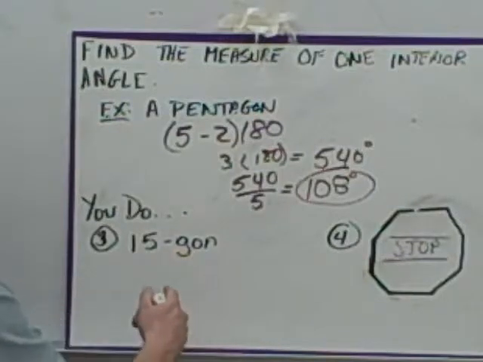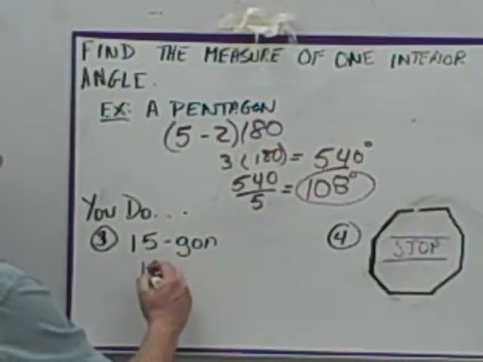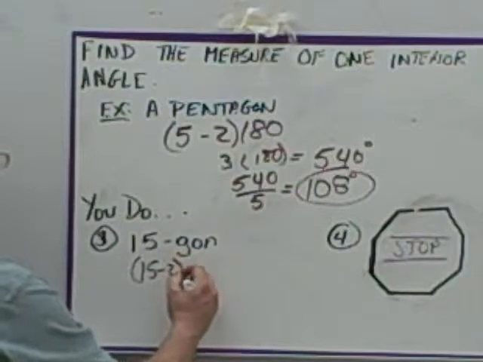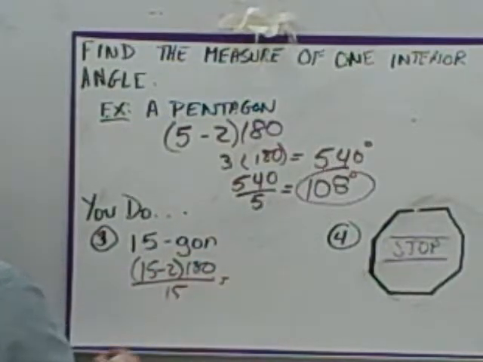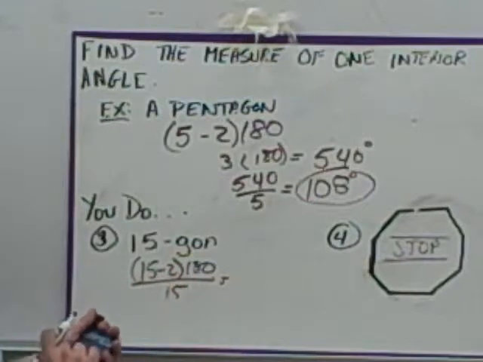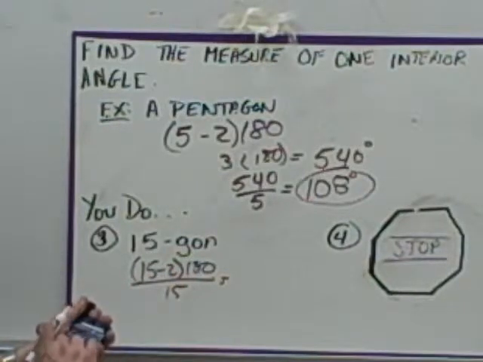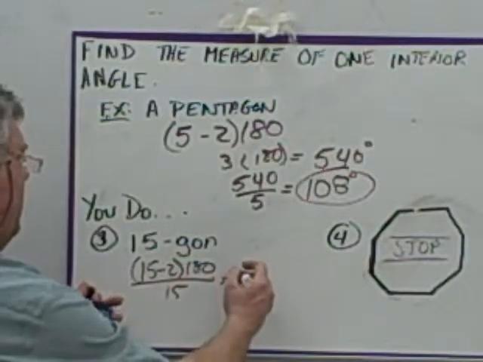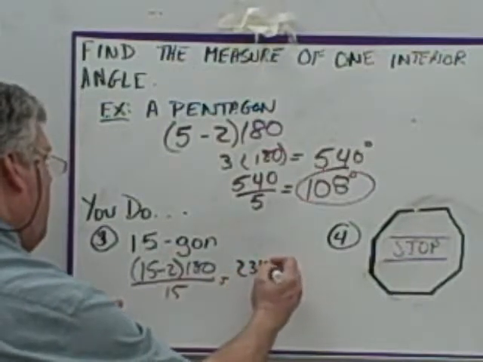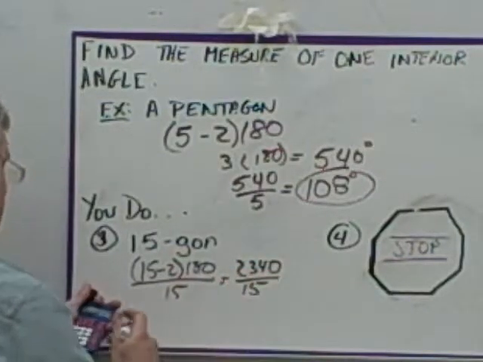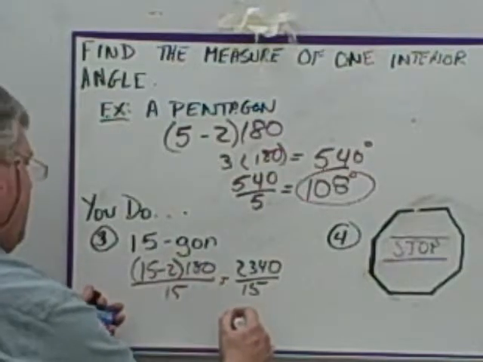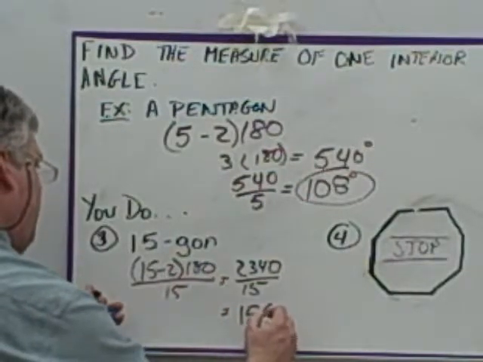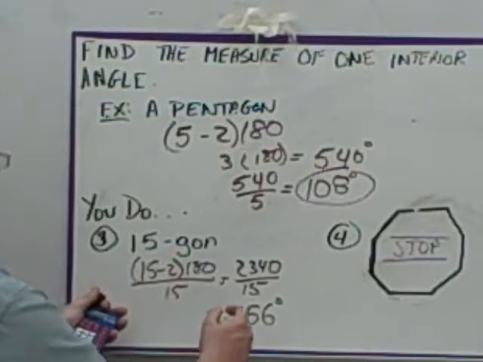A 15-gon means that it's got 15 sides, so you do (15 minus 2) times 180 over 15, which gives you 13 times 180. 13 times 180, I get 2,340 over 15. So if I divide that by 15, I get 156 degrees.